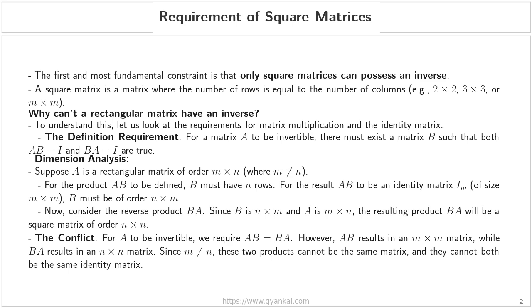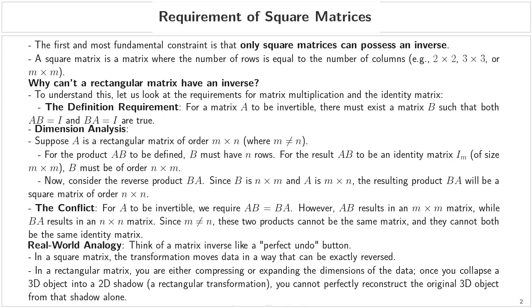This leads us to the conflict. For matrix A to be invertible, we require that A times B equals B times A, but as we just discovered, A times B results in an m by m matrix, while B times A results in an n by n matrix. Since m is not equal to n, these two products cannot be the same matrix, and consequently, they cannot both be the same identity matrix.